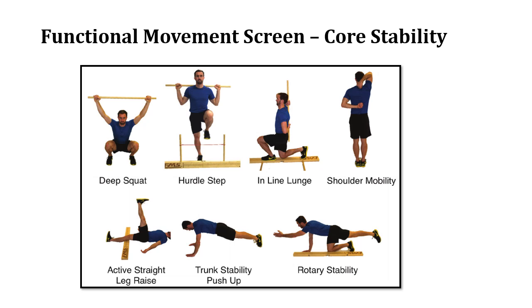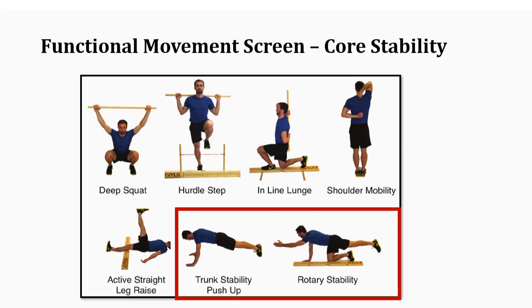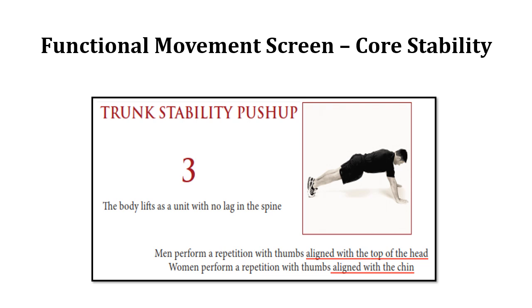The purpose of this talk is not so much on the full FMS, but rather on focusing on dynamic trunk stability and using the trunk stability push-up or rotary stability components. The criteria for the 3, 2, and 1 are shown here. For males, they perform the push-up lying flat on the ground with the thumbs aligned at the top of the forehead, whereas for females, the thumbs are aligned at the chin.